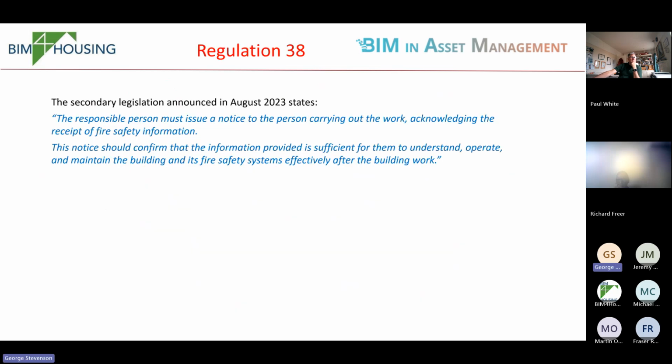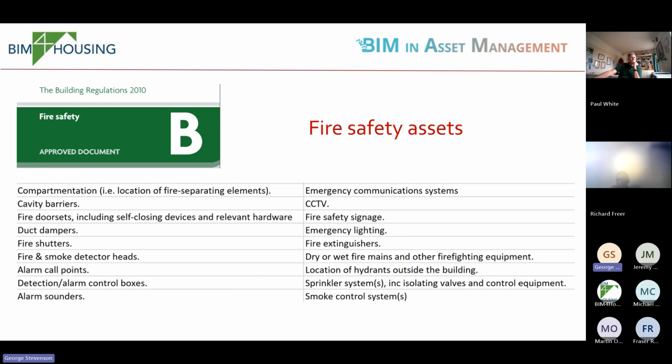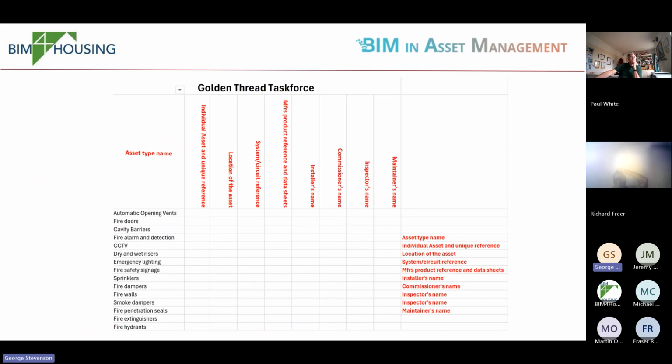Also, by law, the regulation, the building control or the regulator should be asking people to sign a declaration to say that they've got all the information and they've received it all. And also, the contractor is supposed to sign a declaration. Now, people are signing these declarations, it appears, but not actually checking. So we're trying to simplify it and say, okay, these are the asset types that are mentioned in the regulations. And therefore, what we should be doing is auditing against that.